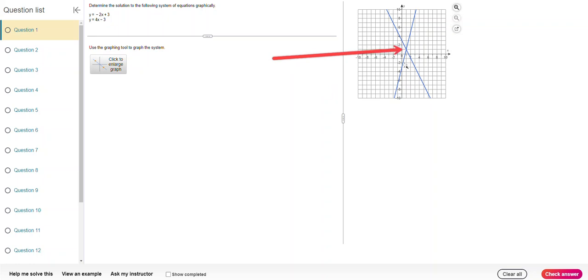This right here. So that's at what? 1, 2. So 1, 2 is the solution. So that's where the 2 graphs intersect. I'm sorry, 1, 1, right? 1, 1. So when x is 1, my y value is 1. So that's the solution to the system.